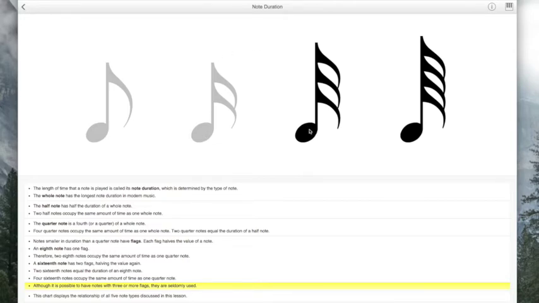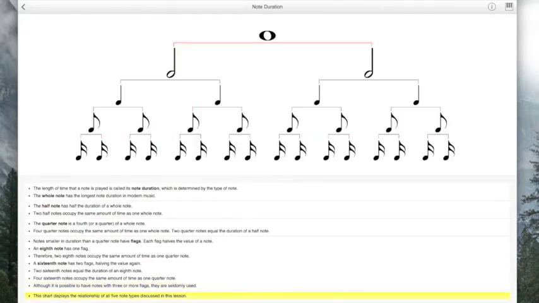32 times 2 is 64. This is a 64th note. Every time you add a flag, you're multiplying that denominator by 2. So if we added one more flag to this, it'd be a little bit ridiculous, but we'd have a 128th note. And then we have a chart that shows all of the types of notes that we just discussed. The whole note, the half notes, the quarter notes, the eighth notes, and the 16th notes.